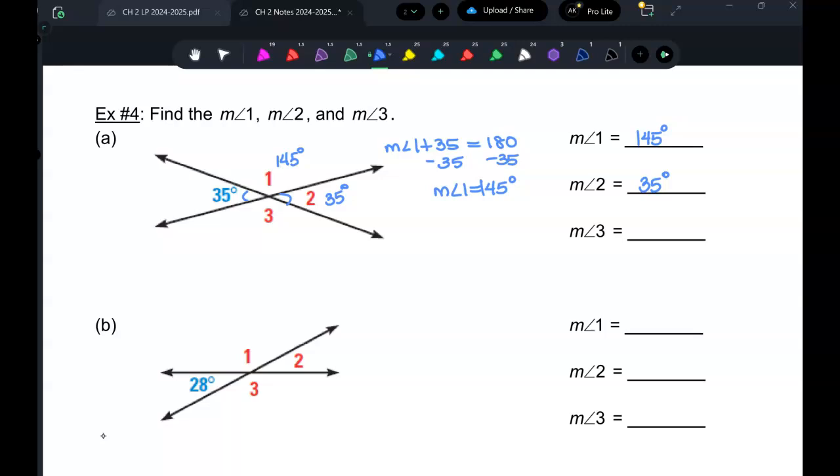Okay. So no work for the last one. If angle 1 is 145, what's angle 3? 145. So we always just want to remember that the vertical angles on the opposite sides are always going to be the same. Good. These two are the same. These two are the same.